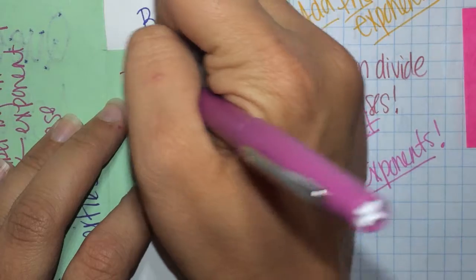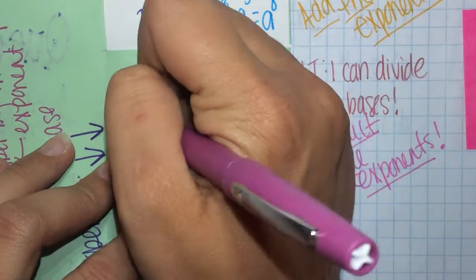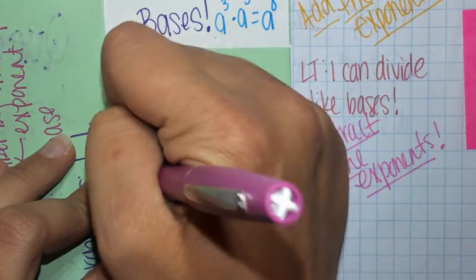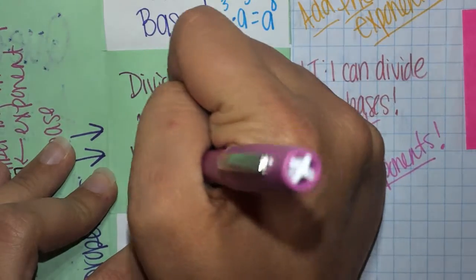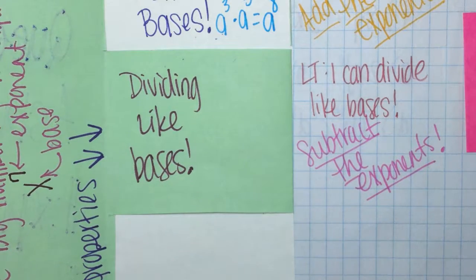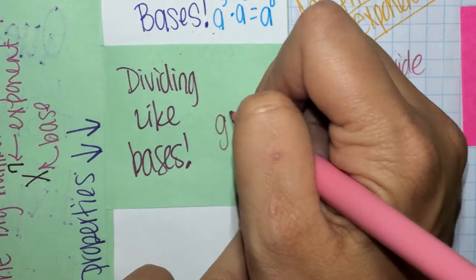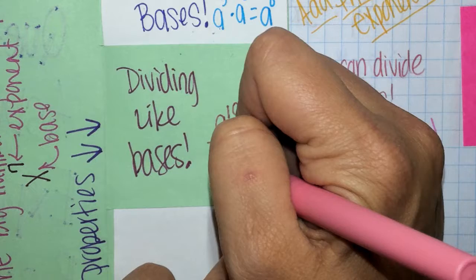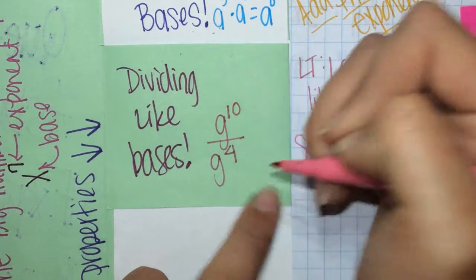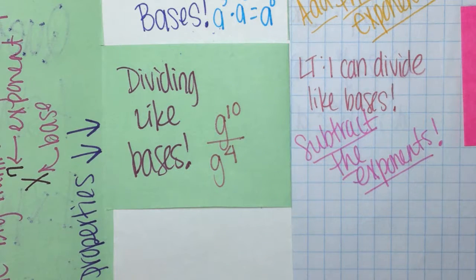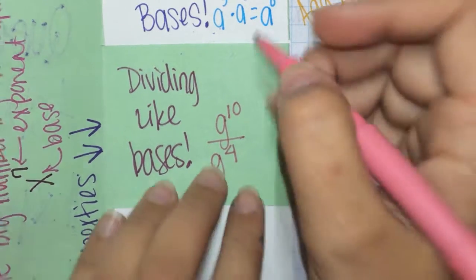Alright, so today we are dividing like bases. Which means if we have, let's use g, g to the 10th divided by g to the 4th. Are those both like bases? Yes, they are. They are both g's. So what are we going to do to the 10 and the 4?